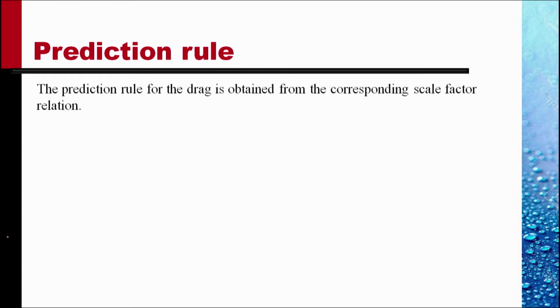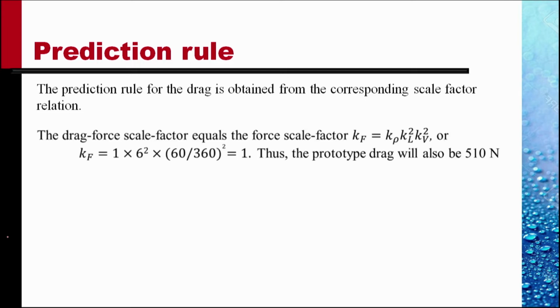The prediction rule for the drag is obtained from the corresponding scale factor relation. The scale factor for drag would be same as scale factor of any other force. And as we have seen, for the inertial force, the scale factor is K rho Kl square Kv square. So the scale factor of force is 1 into 6 square, Kl square, into 60 by 360 whole square, which is the square of the velocity scale factor, and that turns out to be 1.